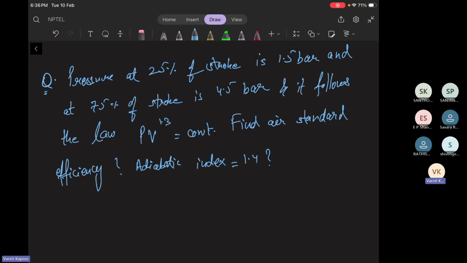Make sure that the process is not isentropic this time. That's why the adiabatic index as well as the polytropic index is also given. And it is not mentioned that we have to find for the Otto cycle. It just said to find the air standard efficiency. For which cycle? The cycle has been described by the 25% of stroke and 75% of stroke.